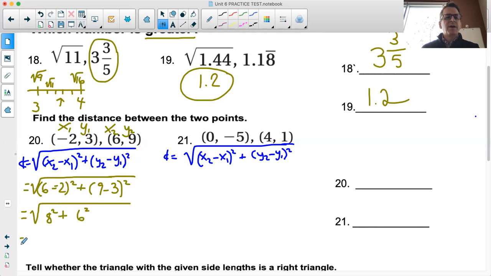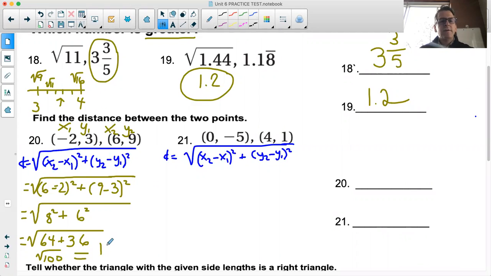And simplify next step, 8 squared is 64, plus 6 squared is 36. Okay, 6 squared happens to be 36. And you can see where this is going. 64 and 36 is the square root of 100, and that is equal to 10. So the distance between negative 2 comma 3 and 6 comma 9 is 10 units for number 20.